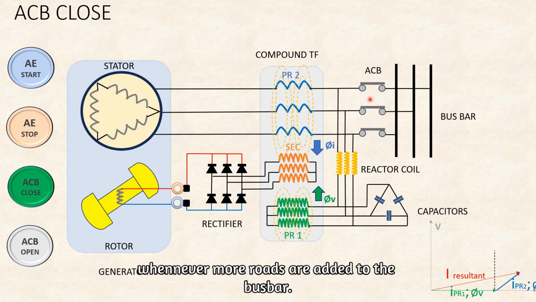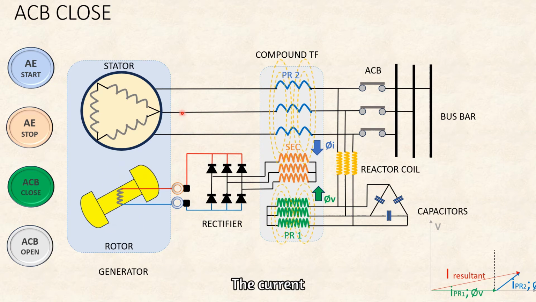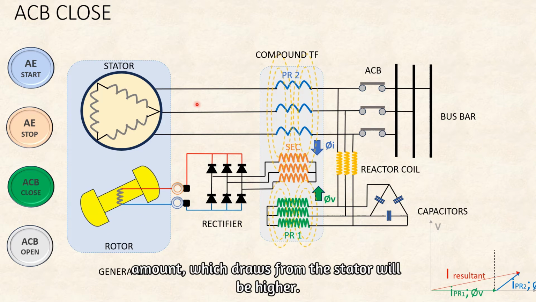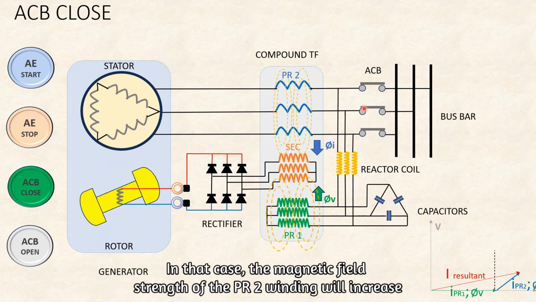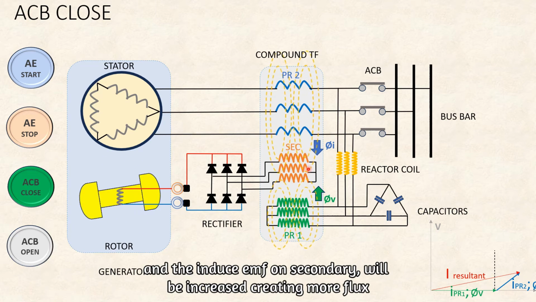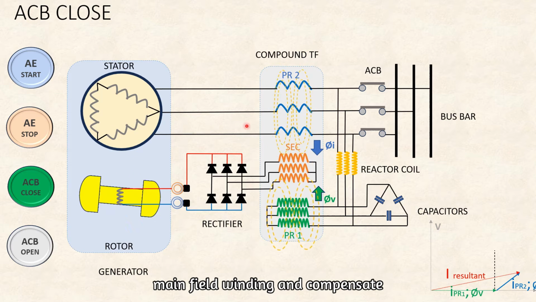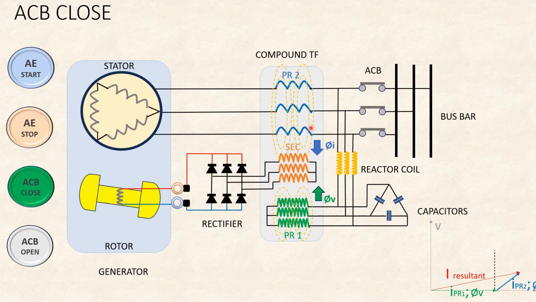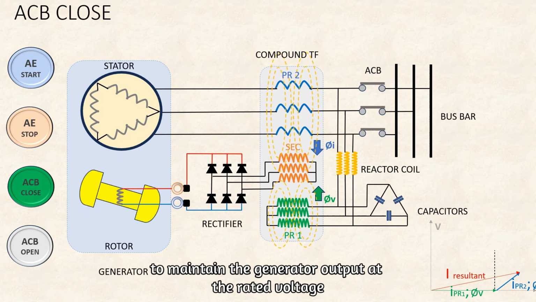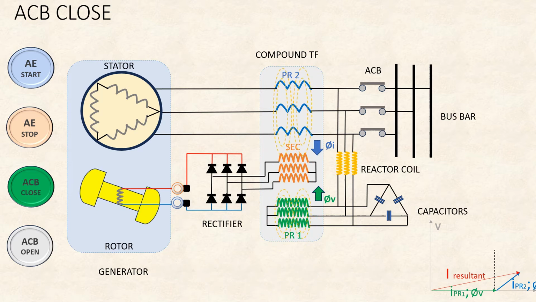Whenever more loads are added to the bus bar, the current drawn from the stator will be higher. In that case, the magnetic field strength of the PR2 winding will increase and the induced EMF on the secondary will increase, creating more flux in your main field winding and compensating the required amount of excitation to maintain the generator output at rated voltage.